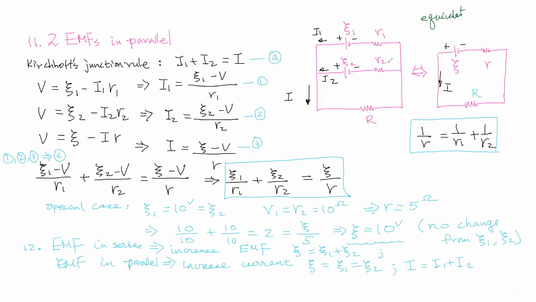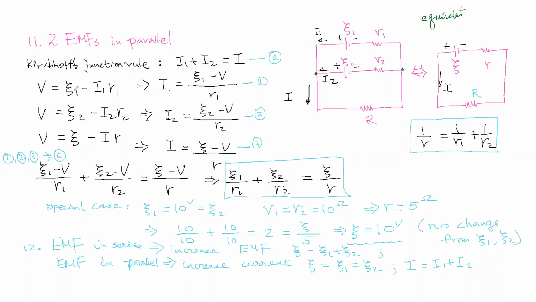Meaning that if I need to replace epsilon 1 and epsilon 2 by one EMF, that will be epsilon, and then I'll replace these two resistors by R, and this one has no change. So this is the equivalent circuit of this one. If I look at this circuit from this point to this point, what is the voltage?